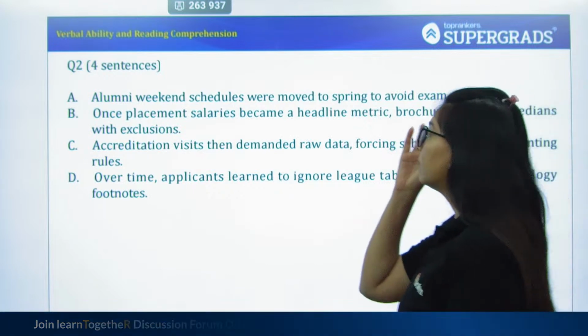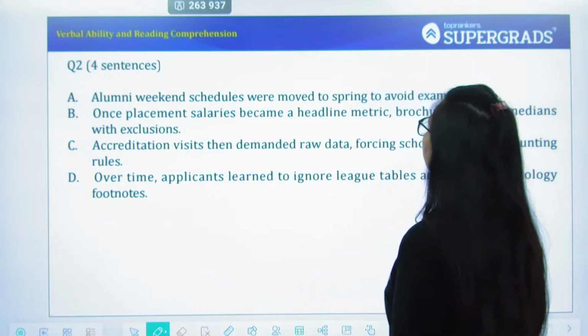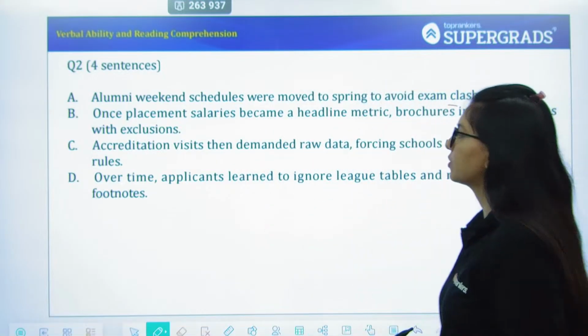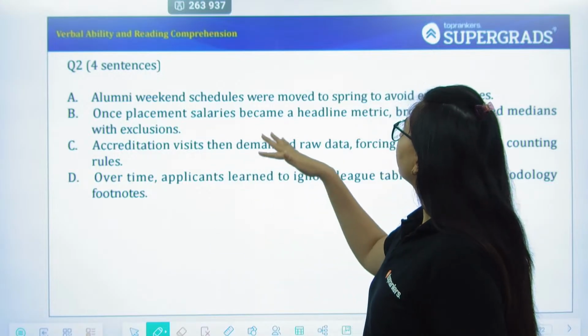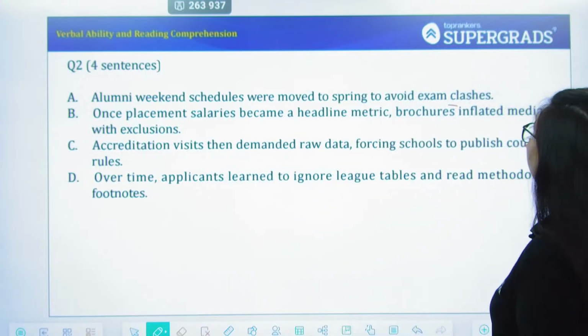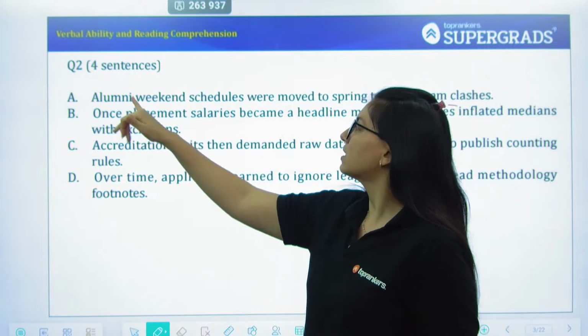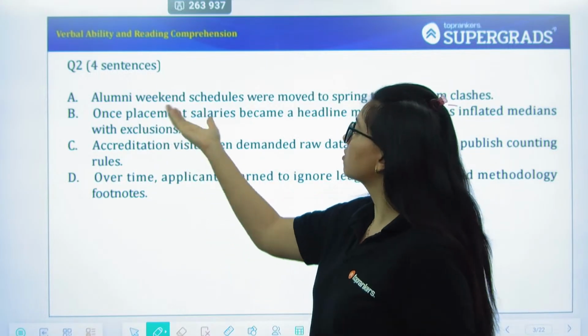Alumni weekend schedules were moved to spring to avoid exam clashes. Once placement salaries became a headline metric, brochures inflated a median with exclusion. So we understand that both of these are different. This is talking about placement, this is about the alumni.